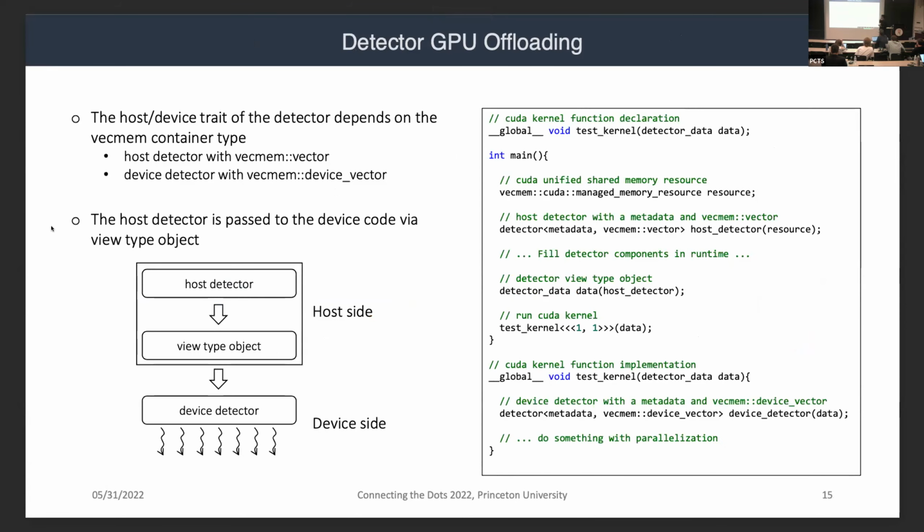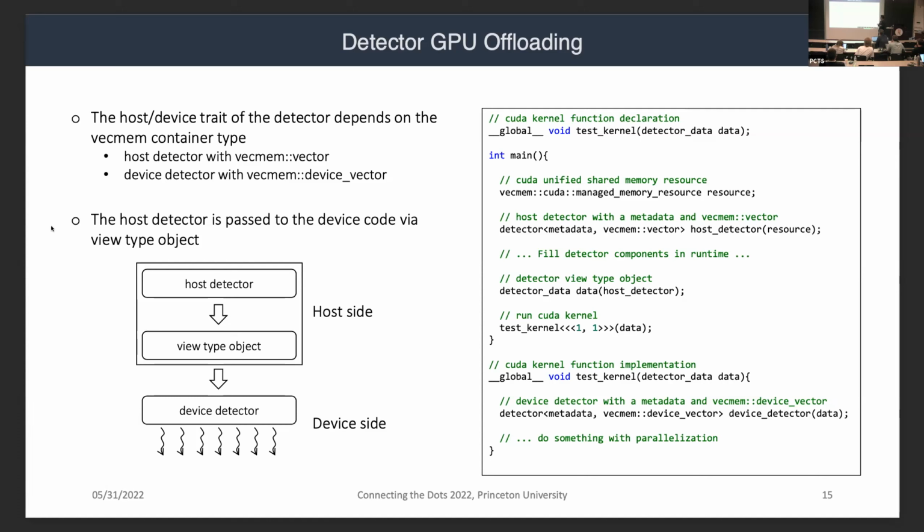And the way to use the detector geometry inside the GPU is quite easy. So the host or device type of the detector can be determined by the Vecmem container type. So if we use the host vector type for the detector, then it becomes the host detector. And if we use the Vecmem device vector, then we can use the detector inside the device. So the way to use the device detector is quite simple.